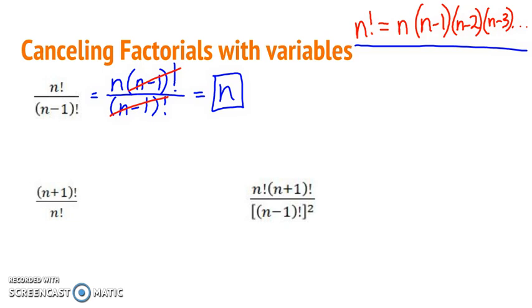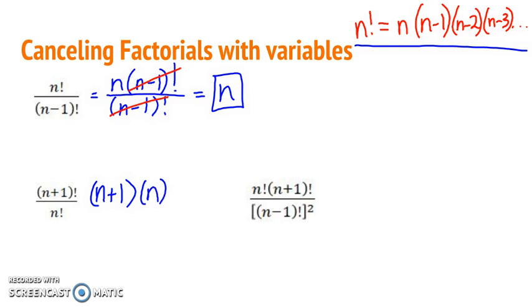If I look at my bottom example down here, I've got an n plus 1 factorial over an n factorial. What's bigger, n plus 1 or n? Well, n plus 1 would be greater than just a regular n, right? This is 1 more than n. So I'm going to need to expand my n plus 1. Now, we haven't done that before. If I have an n plus 1, what's one step down from n plus 1? That would just be an n.